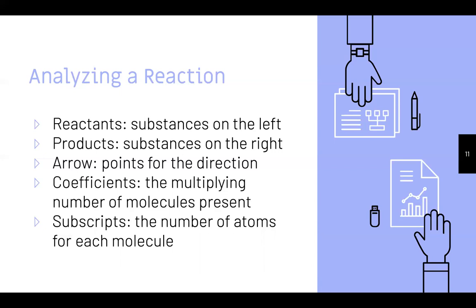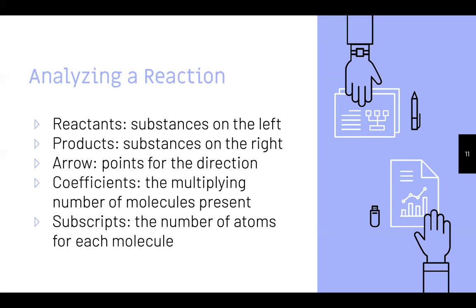We have a left and right-hand side, and they're separated by an arrow, which points to the direction. But it's key to understand that the arrow serves as basically an equal sign: the substances on the left must equal the substances on the right.